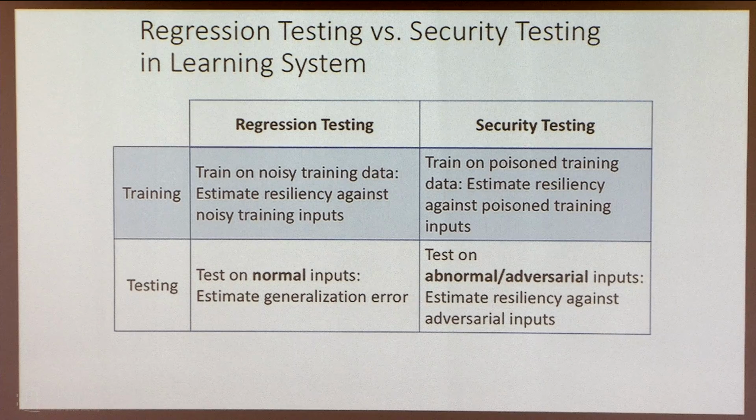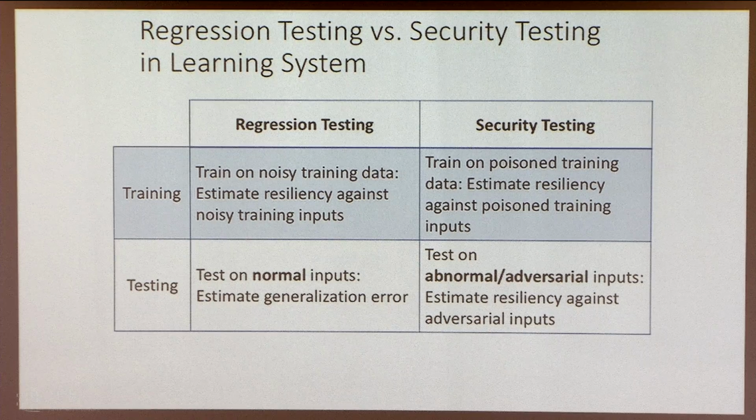We actually need to instead look at security testing. Here, at the training stage, we want to train on poisoned training data to estimate the resiliency against poisoned training inputs. And for testing, we want to test on abnormal adversary inputs, like the adversarial examples that I mentioned, to estimate the resiliency against adversary inputs.